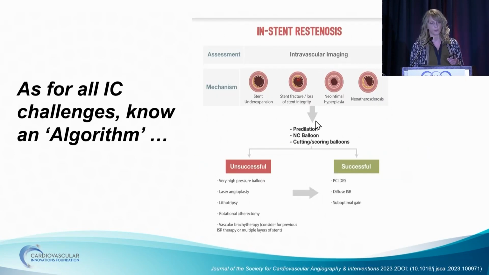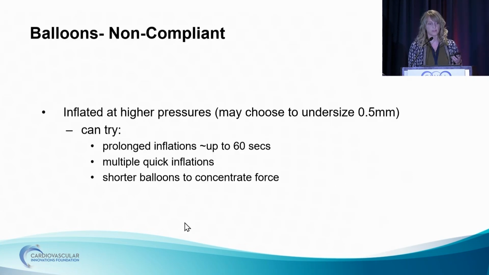There's algorithmic approaches to this, starting from simple with pre-dilatation with small balloons, maybe just to get your IVUS down, going on to NCs, specialty balloons, cutting and scoring, and right down the path with your very high pressure OPN balloon, laser, lithotripsy, atherectomy, et cetera. And well down the line, if your patient is having recurrent ISR, despite efforts to expand the underlying pathology, they may need a consideration of brachytherapy in certain instances.